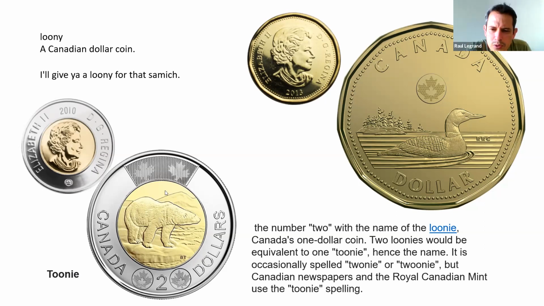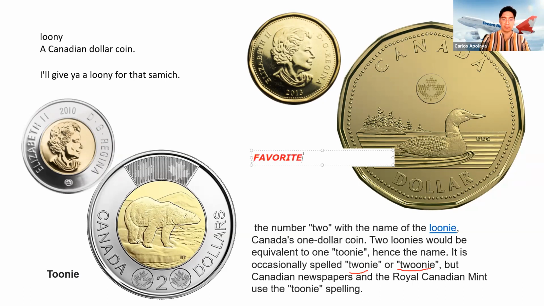What is the difference between the first word and the second one? It's twonie or toonie with double O. Is the difference just in the pronunciation? Yes, there is the difference. It is like, for example, when you say favorite in British English, favorite, they pronounce it in the same way. But if you are in the UK, you write it like this. You see? Okay. The pronunciation is the same.